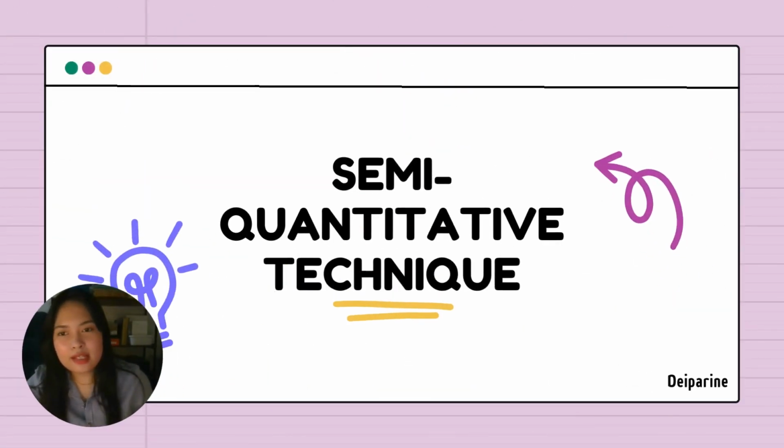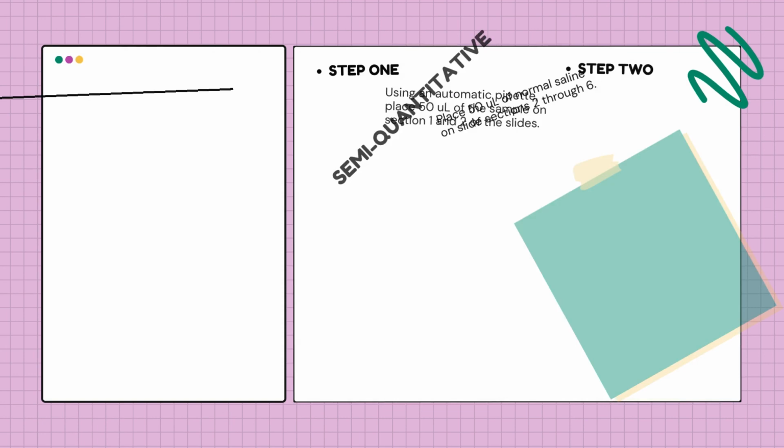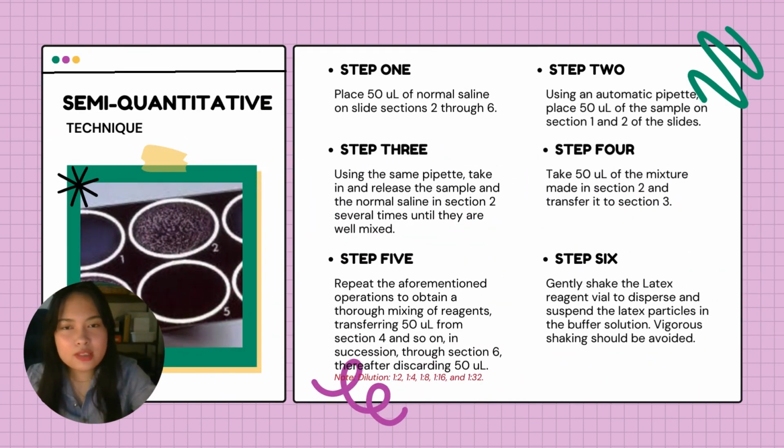In cases where, in the qualitative technique, you have observed the presence of agglutination, which means that the patient tested positive in that technique, we will be proceeding with the semi-quantitative technique. Now, shown on the screen is the procedure of the semi-quantitative technique. So first, we will be placing 50 µL of the normal saline on the slide sections 2 through 6.